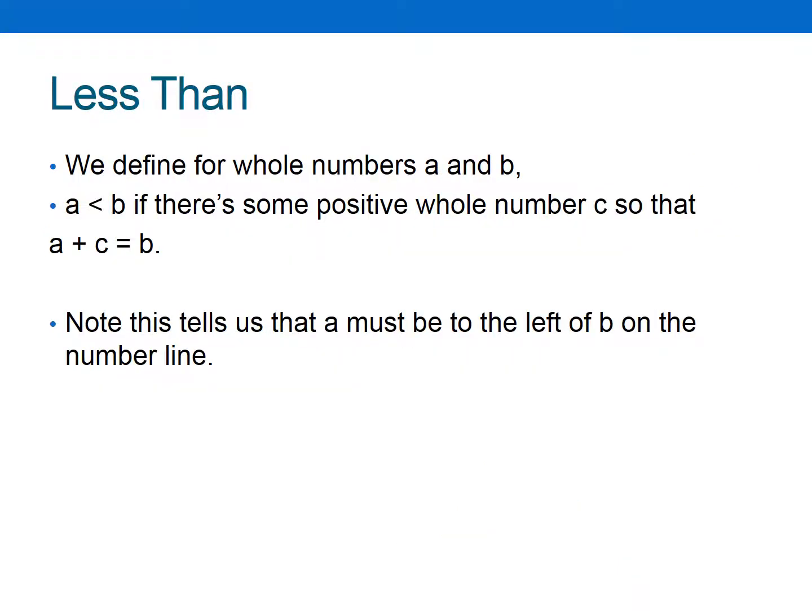I thought I'd throw in less than just because I don't want to forget. A is less than B if I can add a positive number to A to get to B. Notice that from the number line model, that says that A has to be to the left of B because I'm going to add a positive number, that is, move to the right to get to B.